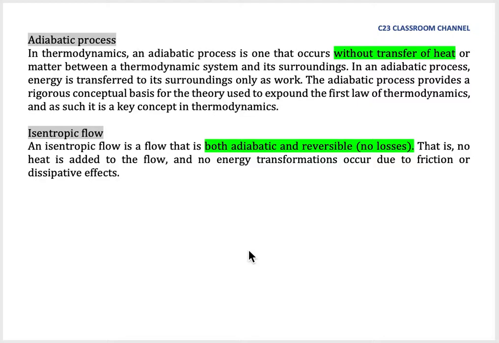And then in our syllabus, we will always talk about adiabatic process and isentropic flow. So in thermodynamics, an adiabatic process is one that occurs without transfer of heat or matter between a thermodynamic system and its surroundings. In an adiabatic process, energy is transferred to its surroundings only as work. The adiabatic process provides a rigorous conceptual basis for the theory used to expound the first law of thermodynamics, and as such, it is a key concept in thermodynamics.